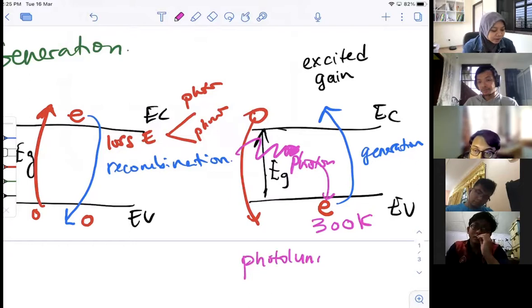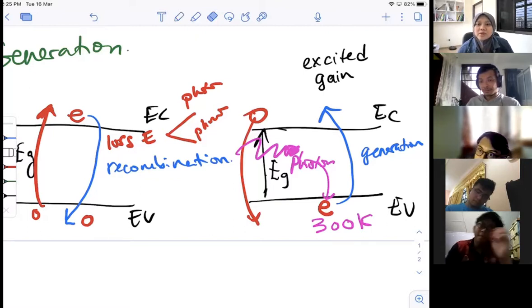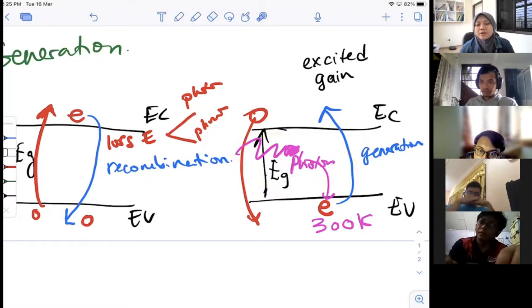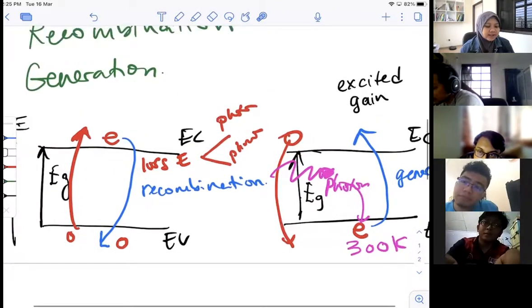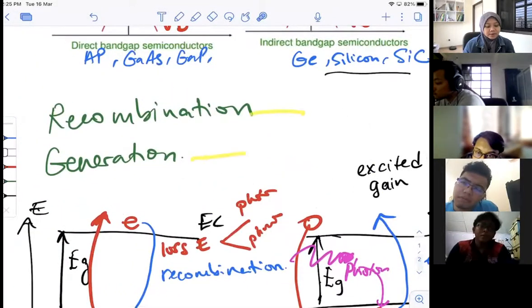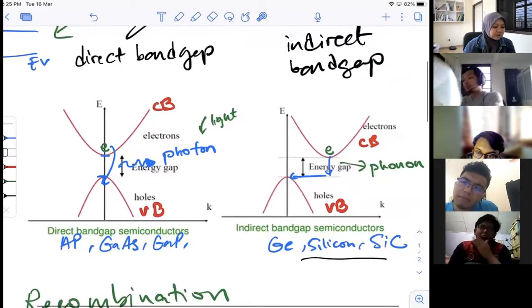Tapi photoluminescence ni complex. Tak payah, try not to confuse you. Tapi maknanya saya nak cerita kat sini, the sources of energy can be coming from the temperature, from incoming photon, and also from radiation. Radiation heat, radiation have energy, this electron will be excited. Okay, any question? So these two processes are recombination and generation.